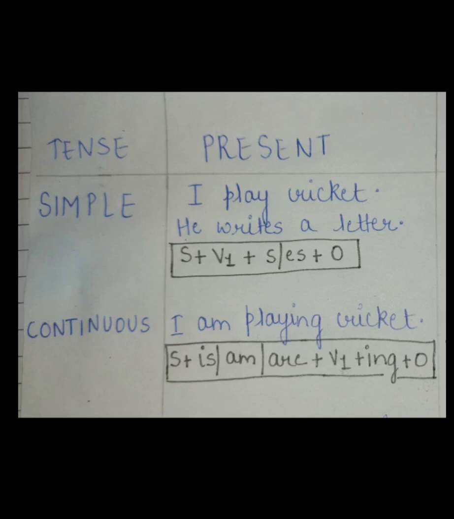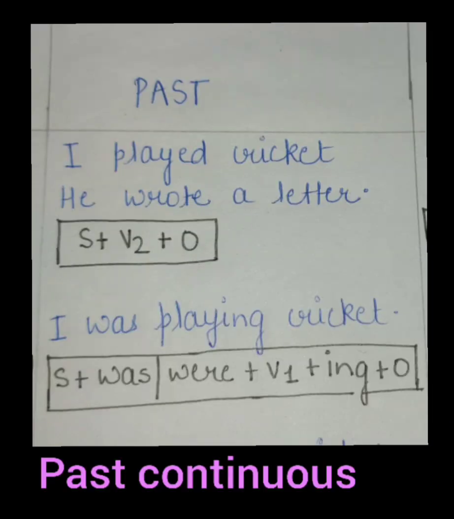Okay? Then plus verb first form plus ing plus object. So here play was verb first form. I have added ing. So play plus ing will be playing. And cricket is the object. So in this way we can say that this is the structure of present continuous tense. So now let's move to past continuous. In past continuous, how will my sentence change?